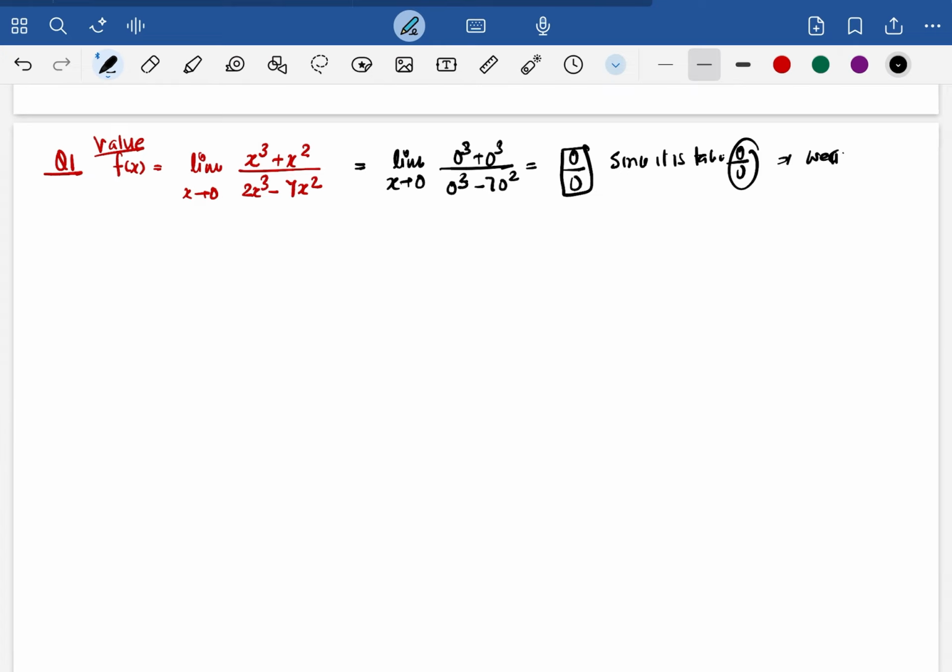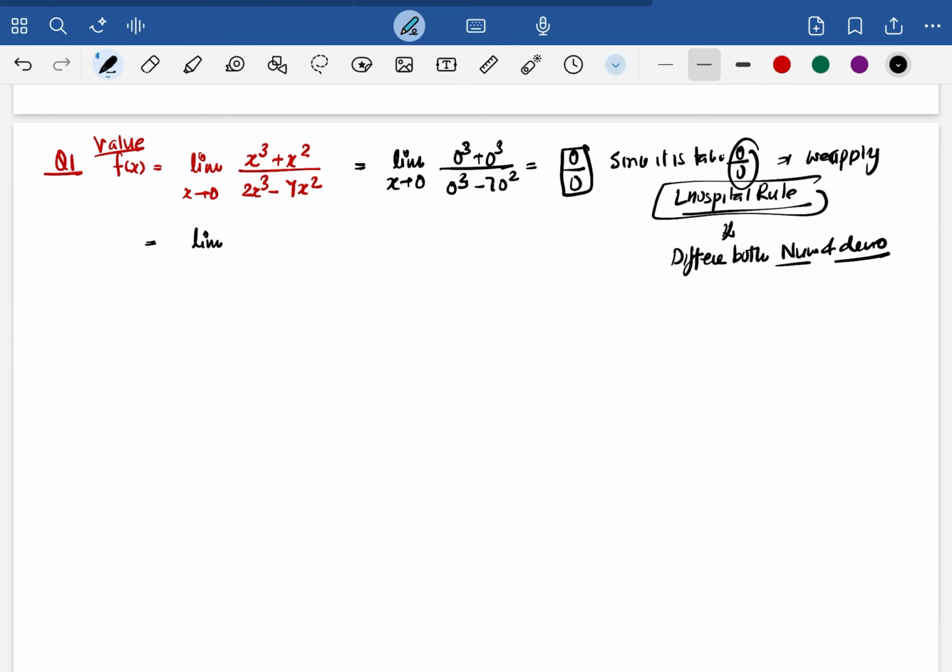we'll apply L'Hospital's rule, and L'Hospital's rule means differentiate both numerator and denominator. So let's first differentiate it. Limit x tends to 0. What is the differentiation of x cube? Can we say 3x square, and x square differentiation is 2x. What is the differentiation of 2x cube minus 7x square? Can we say this is nothing but 6x square minus 14x.